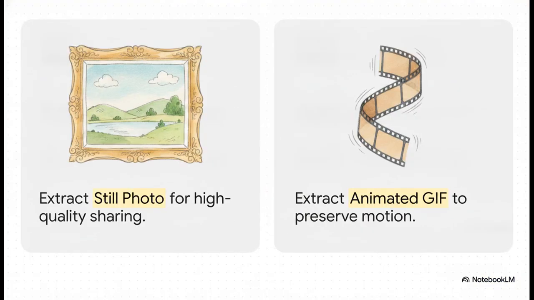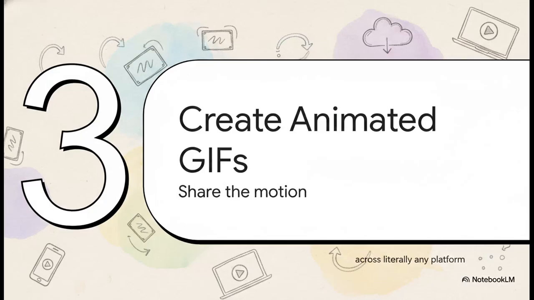And this brilliantly illustrates the choice you have based on what you actually want to do. Extracting a still photo is your absolute best bet for pristine, high-quality static sharing. But on the flip side, if your goal is to preserve the laughter and the movement for social media or for group chats that just don't support Apple's format, then extracting an animated GIF is exactly what you need to do. Which brings us to part 3, how to create those animated GIFs.